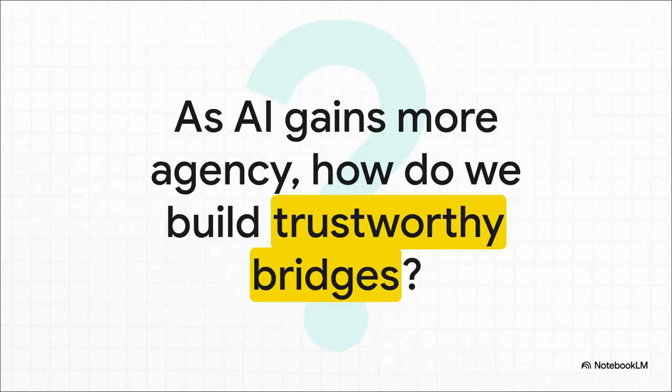So this all leaves us with a pretty big question, doesn't it? As AI gets more and more capable of acting in the world, as we build these amazing, powerful bridges, how do we make sure they're bridges we can actually trust? What will it really take for us to feel safe with these incredibly powerful systems we're creating?